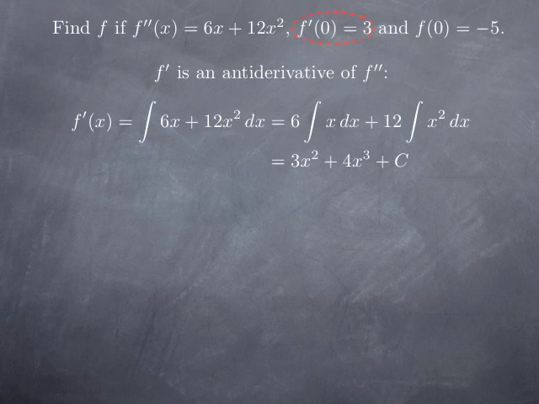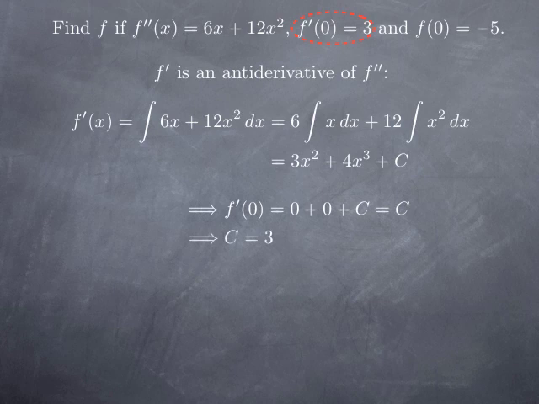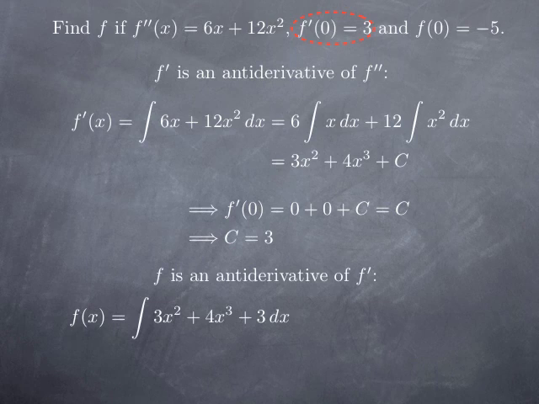To find this constant, we use these initial conditions given to us. So in particular, we know that the derivative should take the value 3 at 0. So if we plug x equals 0 in the formula we just have obtained, we get 3 times 0 plus 4 times 0 plus c. So f prime of 0 from this general form is c, and on the other hand, f prime of 0 is 3. So we get that c must be 3. That means that f prime is 3x squared plus 4x cubed plus 3.